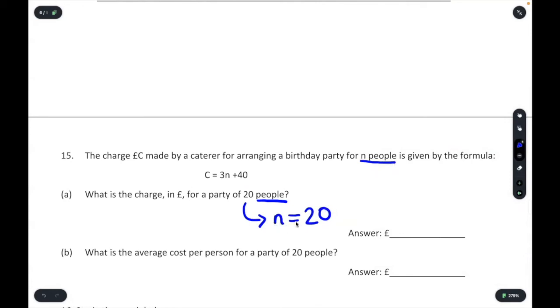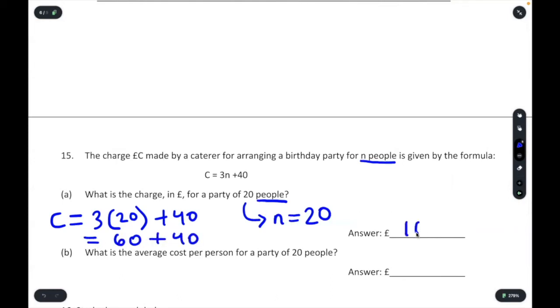If we then substitute this value for n back into the equation, we are saying 3 lots of n, where n is 20, so 3 lots of 20. So we're actually rewriting this formula by saying C equals 3 lots of that 20, and then add 40 from the original equation, which equals 60, add 40, which is 100. They've already given us the pounds in units.